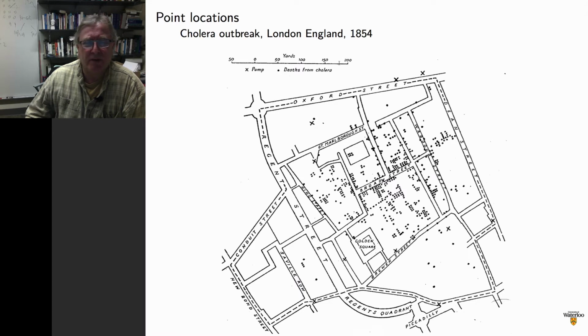And point of fact is that this map is actually presented by Snow as part of an argument that is much, much longer in establishing that it's waterborne, including looking at the two major companies that supply water to homes. Many homes had pipes from both companies, and those that drank water from one company tended to suffer cholera more often than those that drank water from the other company, largely related to where the companies drew their water in from the Thames, whether they're above or below sewage outlets.